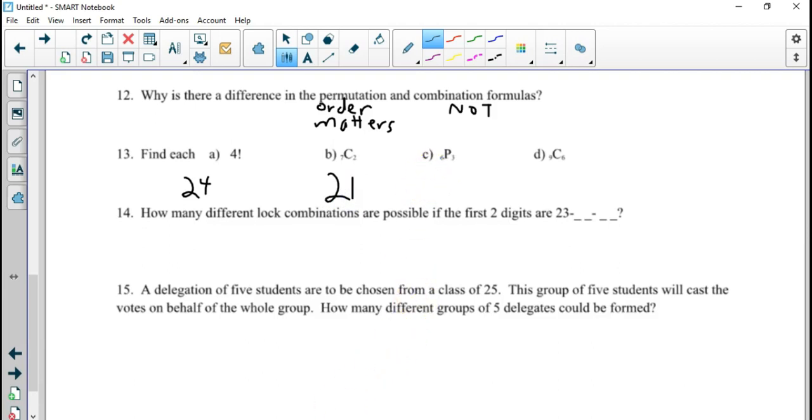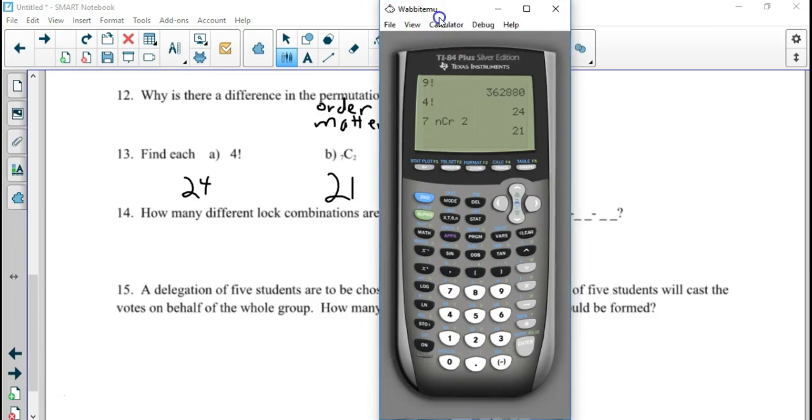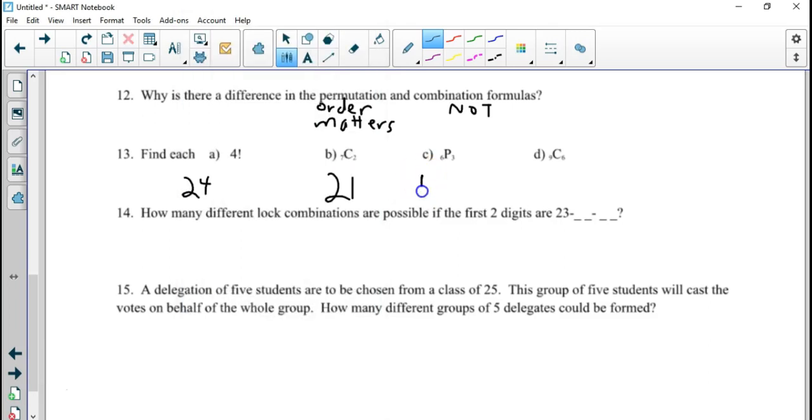And C, we're doing a permutation, so similar idea. You put the first number in, which was a 6. Math key, over to PRB. But this time we're going to number 2, nPr, and that gives us 120.